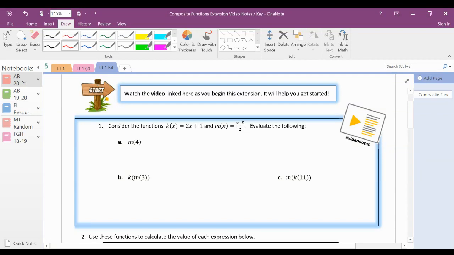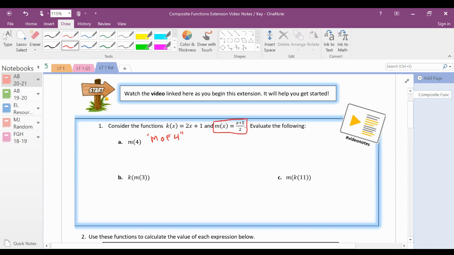Hello, algebra. We are going to look at composite functions, or composition of functions, today. The video notes are going to be in this blue text box here. And the first question is to find m of 4. Remember, we read that as m of 4, which means 4 is the input into the m function.